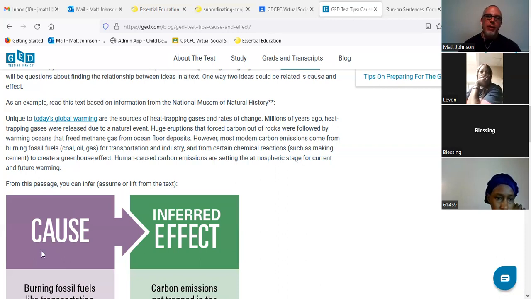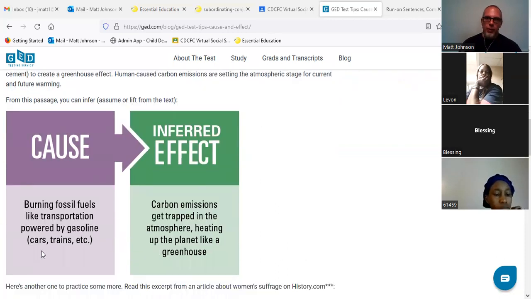So what we can infer, right? A lot of times with an effect, we may not know what the effect is, but we can make an inference, right? We can read between the lines when we get information like this and draw a conclusion about what the effect is going to be. So burning fossil fuels, right? That's a cause, like transportation powered by gasoline. What is going to be the effect that we can infer from that? Carbon emissions get trapped in the atmosphere, heating up the planet like a greenhouse, right? So that is our cause and inferred effect.